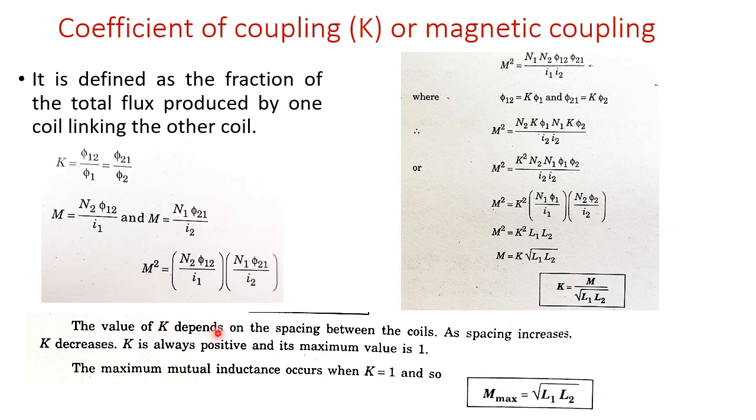The value of K depends upon the spacing between the two coils. If the spacing between the two coils increases, the coefficient of coupling decreases, because when the space increases, the flux linkages become weak. K is always positive and its maximum value is 1. Therefore, the maximum mutual inductance occurs when K is equal to 1. From the equation M is equal to K root of L1 L2, put K is equal to 1, and M max will be root of L1 L2.